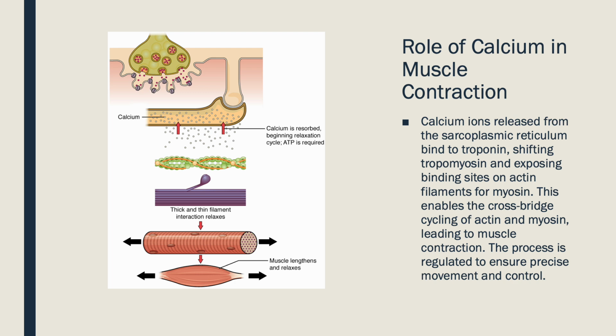So calcium ions are released from the sarcoplasmic reticulum. They bind to troponin to initiate muscle contraction. Tropomyosin shifts, exposing binding sites on actin, and this allows myosin to form those cross bridges. Muscle relaxation occurs when calcium is reabsorbed back into the sarcoplasmic reticulum.